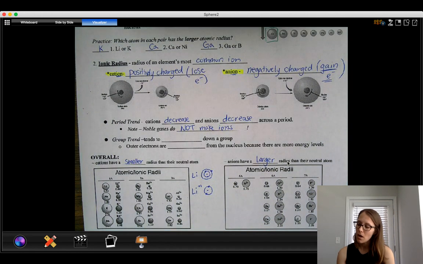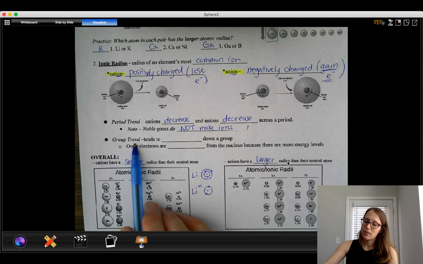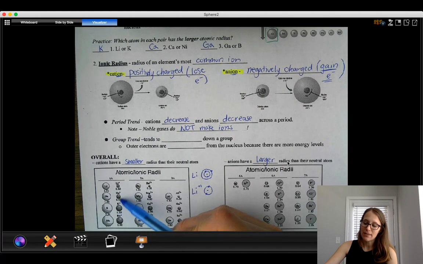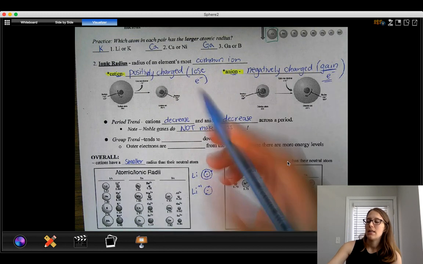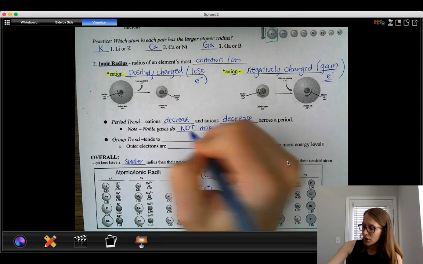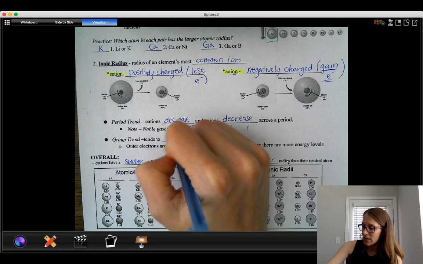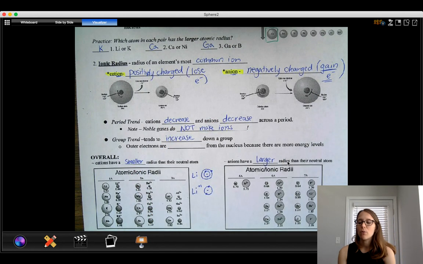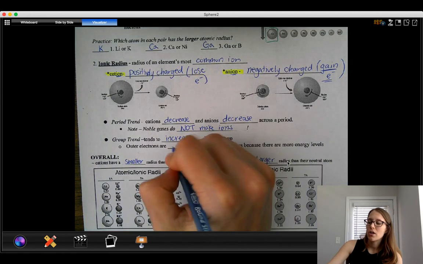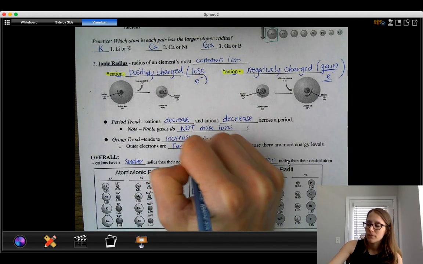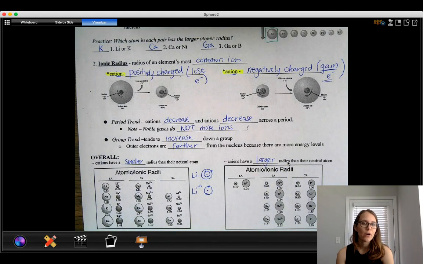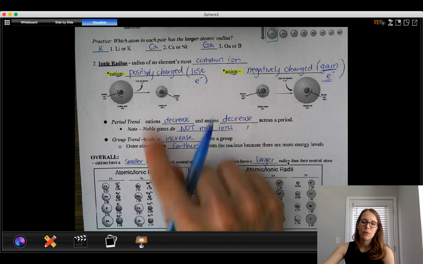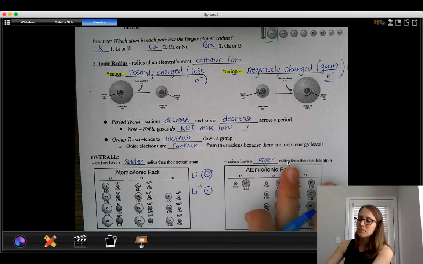If we look at the group trend, what happens to the size of an ion as it moves down the group? This is the exact same trend we saw before as well. The ions tend to increase or get larger as we move down a group. And this again goes back to the Bohr model. Outer electrons are farther from the nucleus because there's more energy levels. So our elements get bigger and bigger going down a group. So this part is really just a repeat of what we already said.